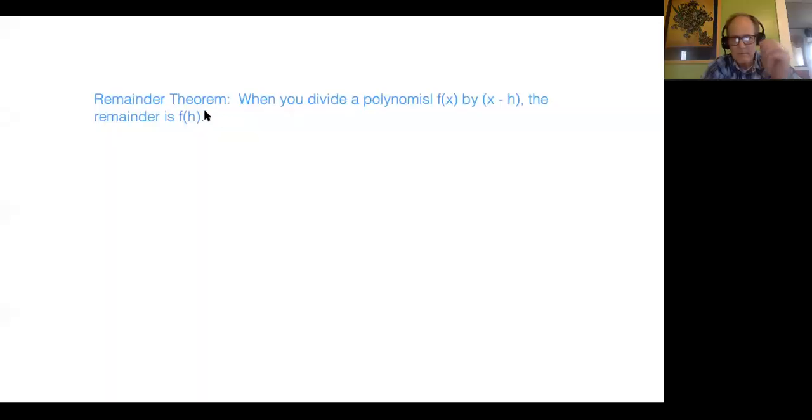So the remainder theorem says when you divide a polynomial like f of x by x minus h, then the remainder is f of h. Well, let's take an example of that.